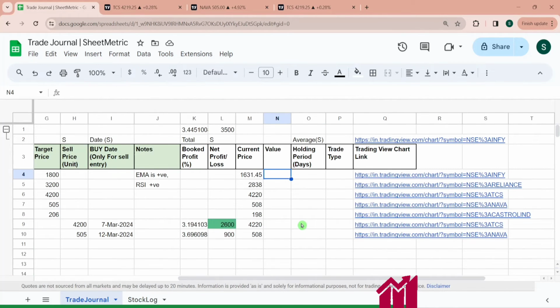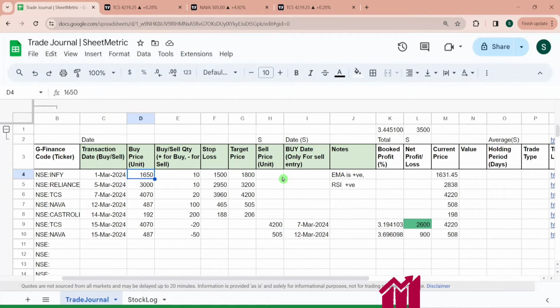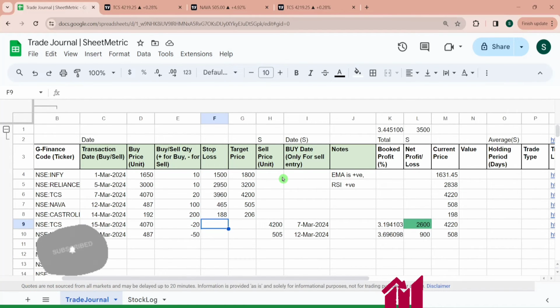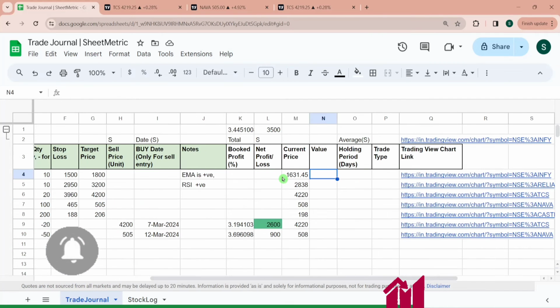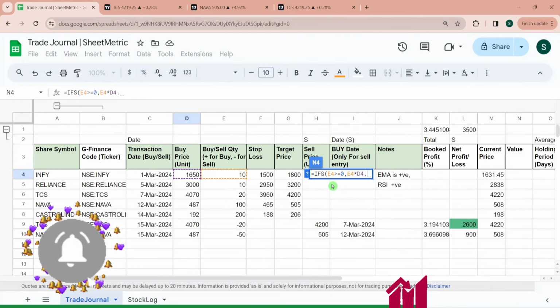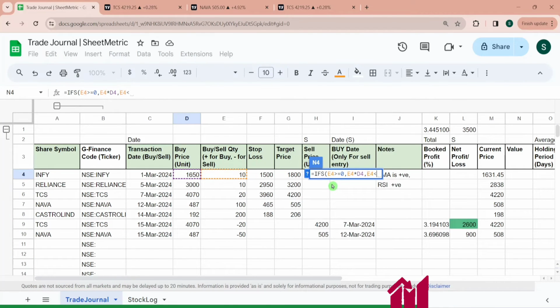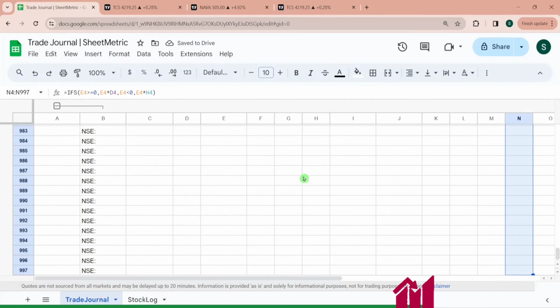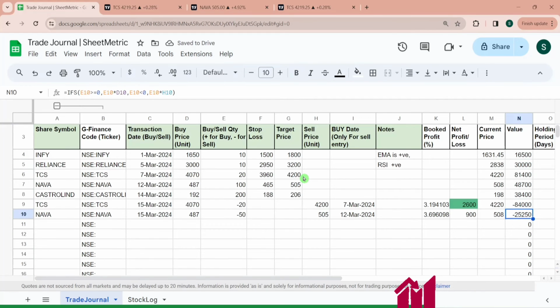Then for value, meaning transaction value, if this is a buy transaction, then this would be buy price into quantity. If this is a sell transaction, then this would be the selling price into quantity. So here I am writing an IFS function, multiple conditions. Second condition is when E4 is less than 0, meaning negative, meaning it is a sale transaction, then you will do sell quantity 4 into unit sell price. So this I am dragging it down.